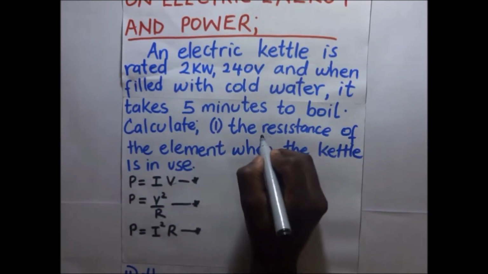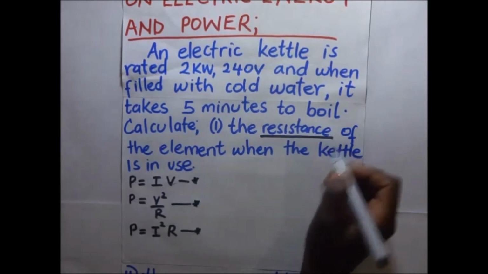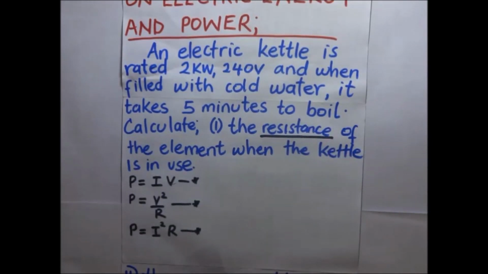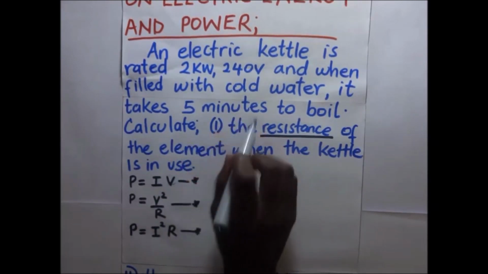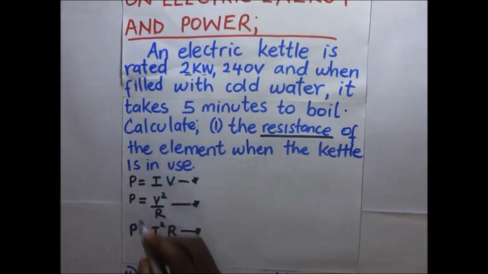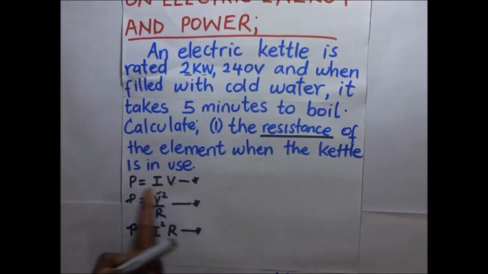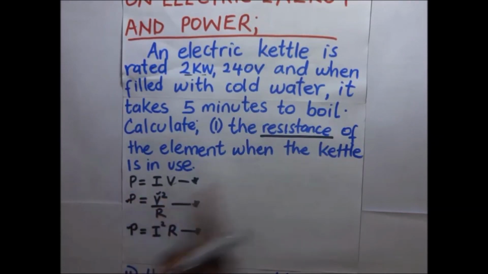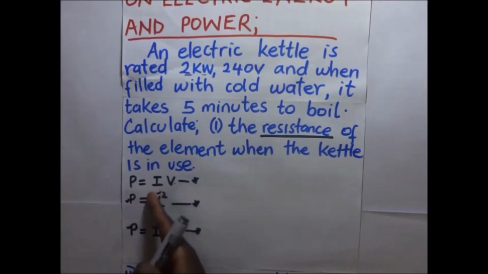Now from here they are asking us to find the resistance of the element when the kettle is in use. So it means we shall concern ourselves with formulas that have the element of resistance in them, and this is this one or that one. From these two, which one shall we pick? According to our question, we have power, 2 kilowatts. We have voltage here, but we do not have any current. So we shall take this one because it has power and voltage, and they're asking us to find the resistance. So we shall use the second one.